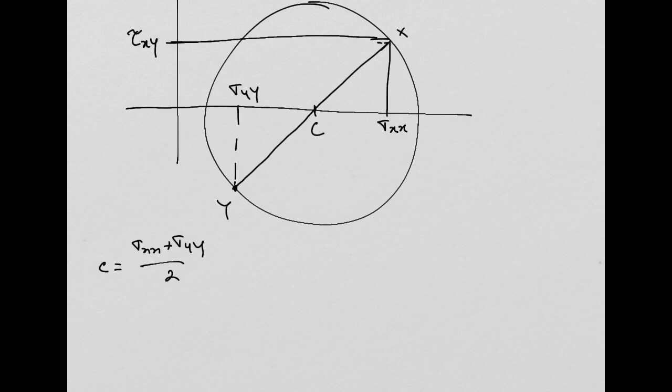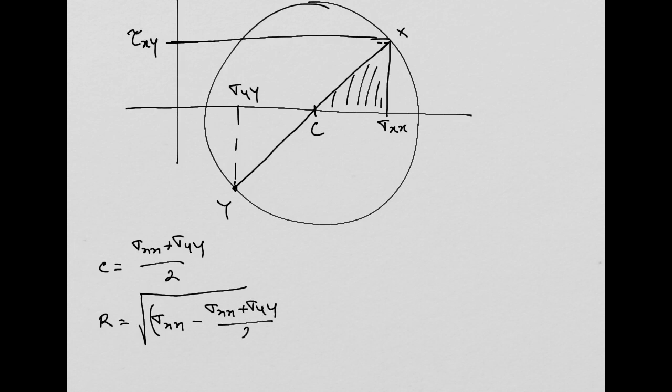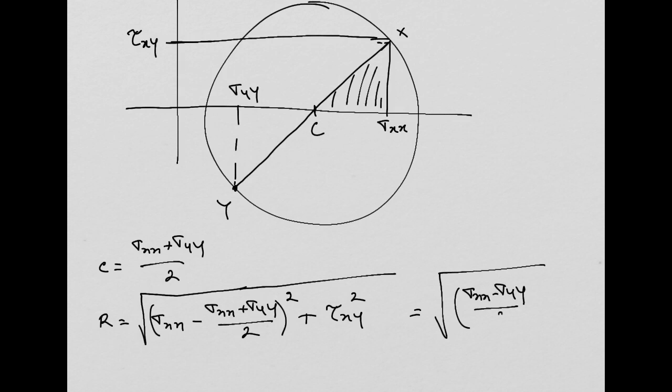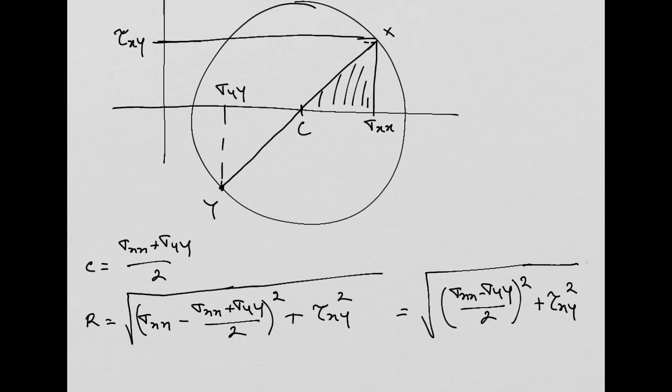My radius is going to be the square root of, so we have this right triangle here. So we are going to have sigma xx minus the center, which is sigma xx plus sigma yy over 2, squared, plus tau xy squared. Okay? So this will give me something like sigma xx minus sigma yy over 2 squared plus tau xy squared. The radius, okay?